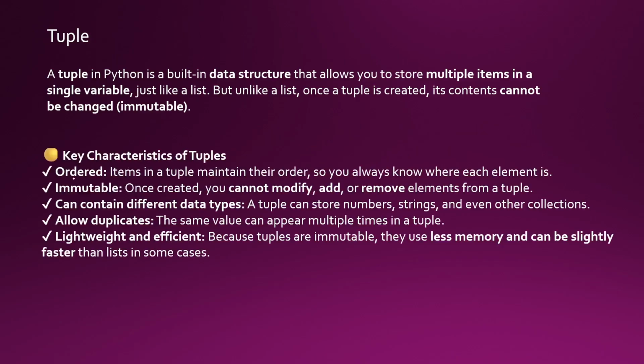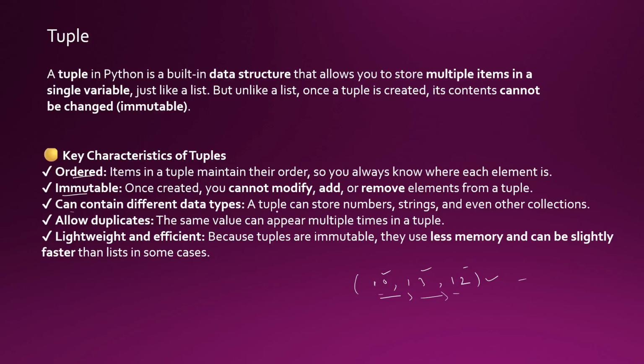Key characteristics of tuples, that is order. Items in a tuple maintain their order, so you can always know where each element is. Just like a list, we put our values within these parentheses and create our tuple. It maintains the order in whatever way we have mentioned our values, so that we can remember the position of our items. Next, it is immutable. Once created, you cannot modify, add, or remove elements from this tuple. So once we create our tuple, we cannot modify any item's value. This is basically immutable.